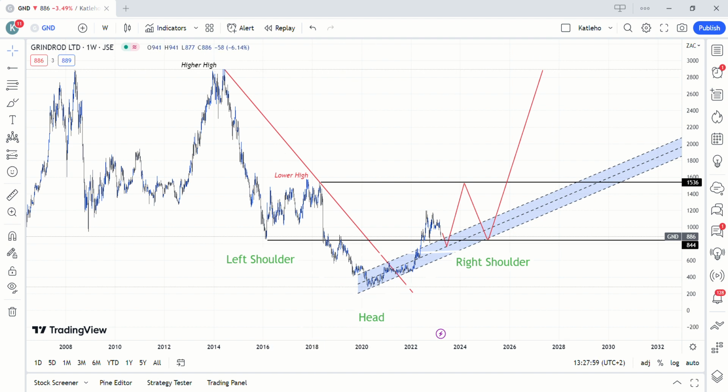So guys, we anticipate an inverse head and shoulders pattern on Grindrod. The suitable buying area will be these levels: the bounce off the parallel channel midline, with the target of 15 rand 30, and again a buy at the lower boundary line of the parallel channel, where we'll be buying with a target of around 28 rand to 30 rand.